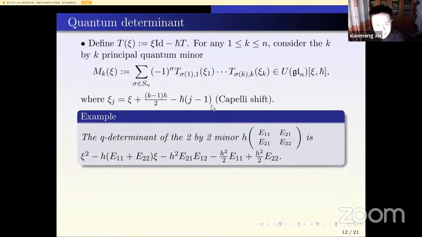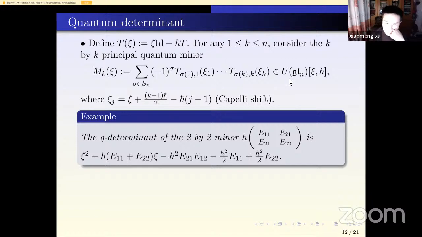So let's see a 2x2 example. In this case, the quantum determinant of this 2x2 matrix is given by the following formula. Basically I plug in this formula in the n equals 2 case and get the expression. This expression already appears in my talk, right? It appears in the previous slides where I computed the Stokes matrices in the 2x2 case. So this is a general definition.